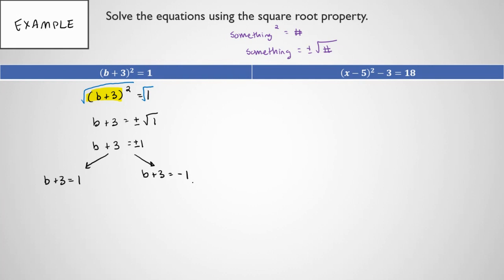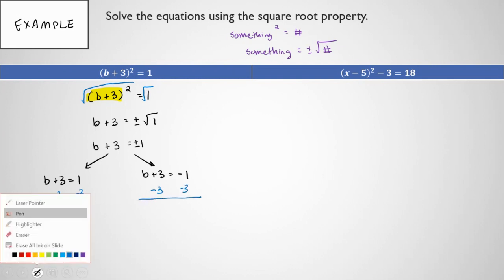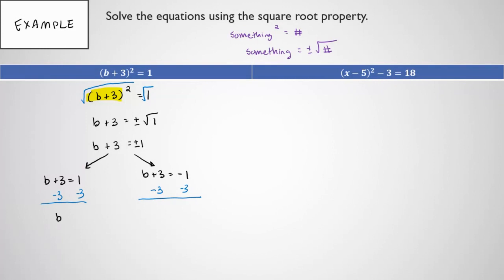So I've separated that out. So I have b plus 3 equals 1 and b plus 3 equals negative 1. For the first equation, I'm going to subtract 3 from both sides. And you'll see in the second equation, we are also subtracting 3 from both sides. But the values we get are going to be different. So our first answer is 1 minus 3, which is negative 2. And the second answer is negative 1 minus 3, which is negative 4.